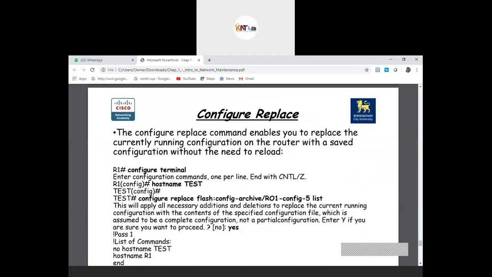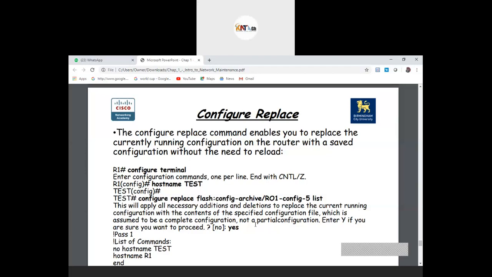Now, the configure replace command enables you to replace the currently running configuration on a router with a saved configuration without the need to reload. So configure terminal. These are the commands you need to perform on a router. And this will apply all necessary additions and deletions to replace the current running configuration with the contents of the specified configuration file, which is assumed to be a complete configuration, not a partial configuration.